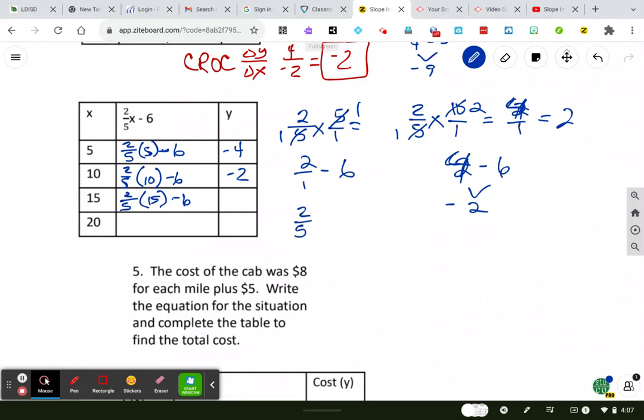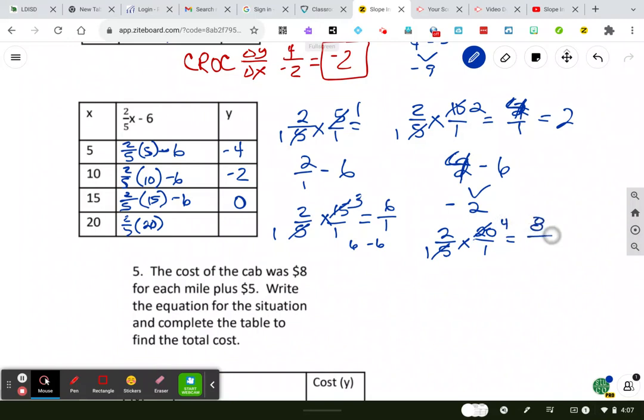2 over 5 times 15 over 1. Those cross cancel. 3 times 2 is 6 over 1. So 6 minus 6 is 0. And then the last one, 2/5 of 20. So 2/5 times 20 over 1. Remember, when you're multiplying fractions, you just put the whole number over 1. 5 divided by 5 is 1. 20 divided by 5 is 4. 4 times 2 is 8 over 1. So you get 8, and 8 minus 6 is going to give you a positive 2.